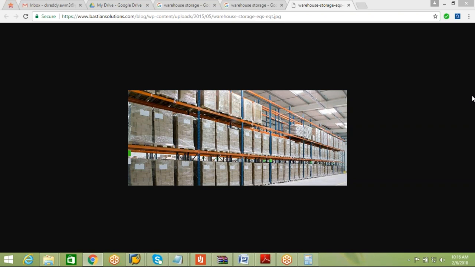Okay. This is about the storage types and storage sections. Tomorrow we will generate the bin structure and generate the bins. And also I will show you the bin upload program tomorrow.